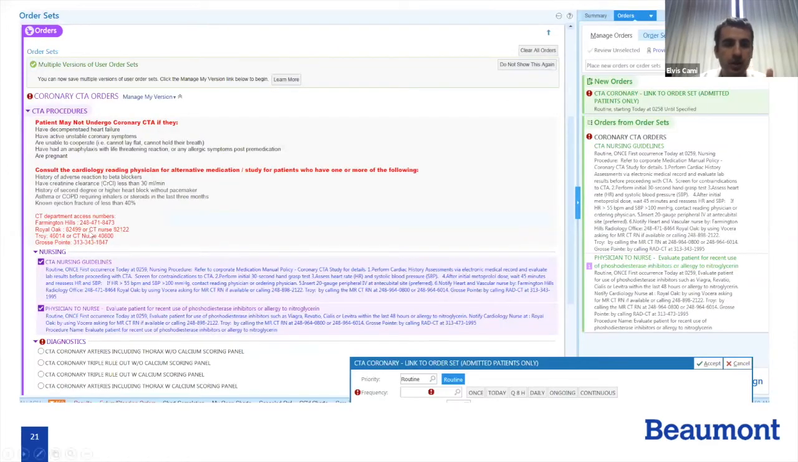So this is then the expanded order set, what it looks like. These are the options, the CTs you have to pick from. Again, it's essentially just a triple rule out with or without calcium score, and coronary CT with or without calcium score.